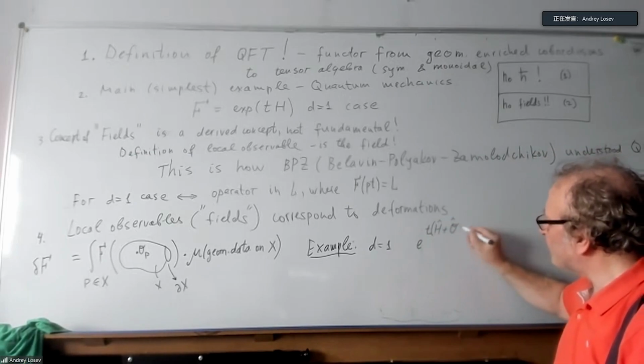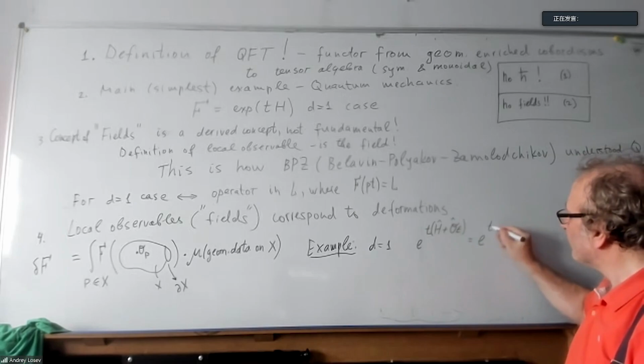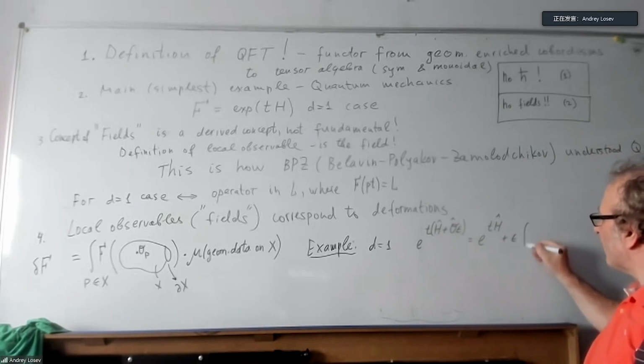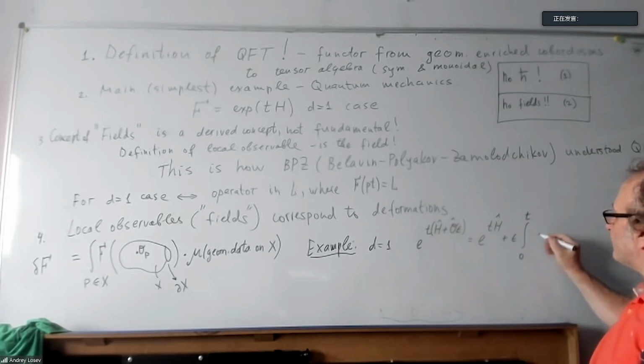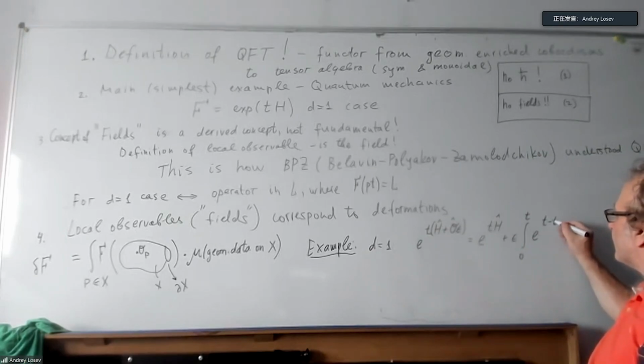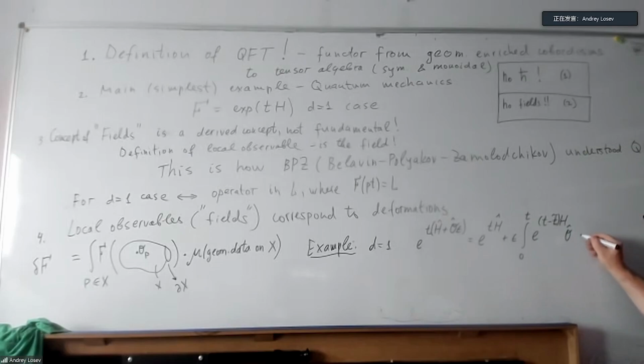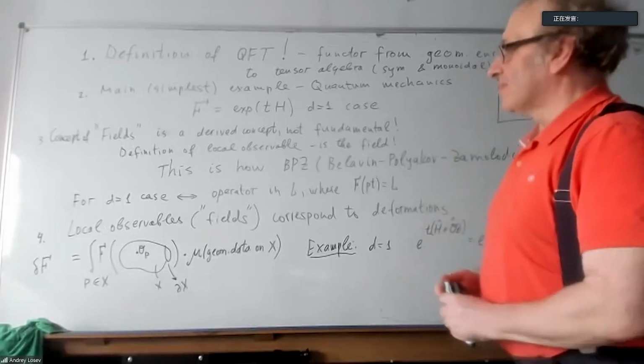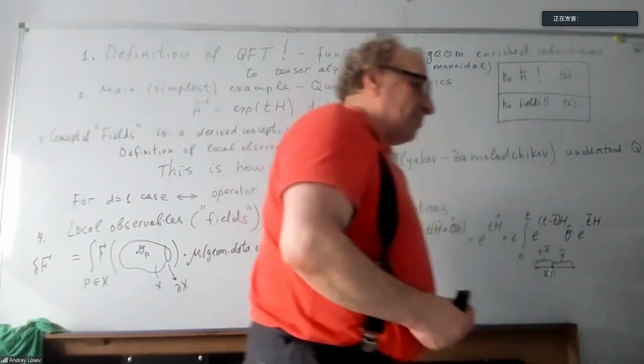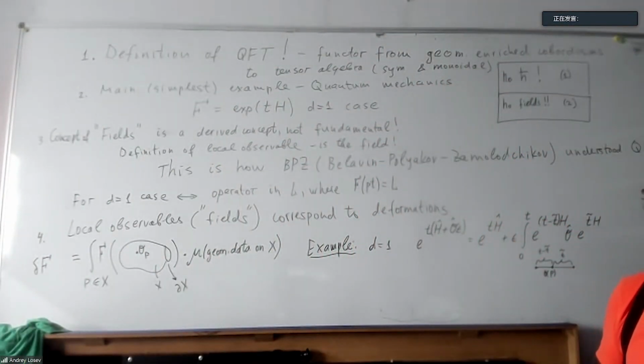This is the deformation. I put epsilon here. And it equals something non-deformed plus epsilon times the integral from 0 to t of e to the (t minus t tilde) h, O, e to the t tilde h. And this exactly corresponds to O at P, such that this distance is t tilde and this distance is t minus t tilde. So this works.